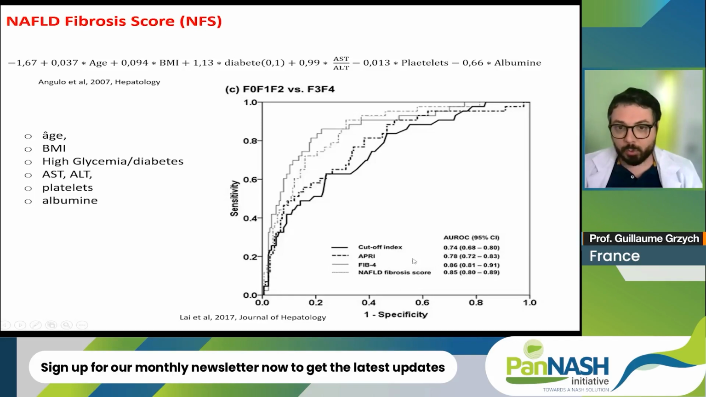But it's good too. It's a free score, so maybe you can combine the two scores to have the same determination if you want to be sure whether your patient has to go to the hepatologist. So it's a good score, also recommended by liver societies.